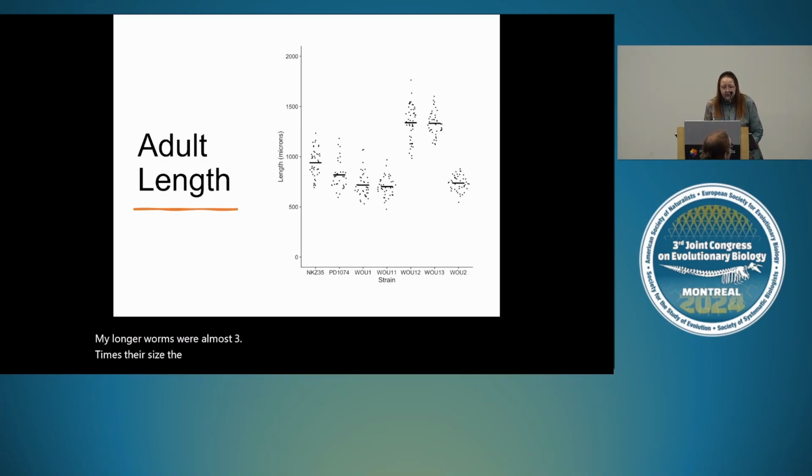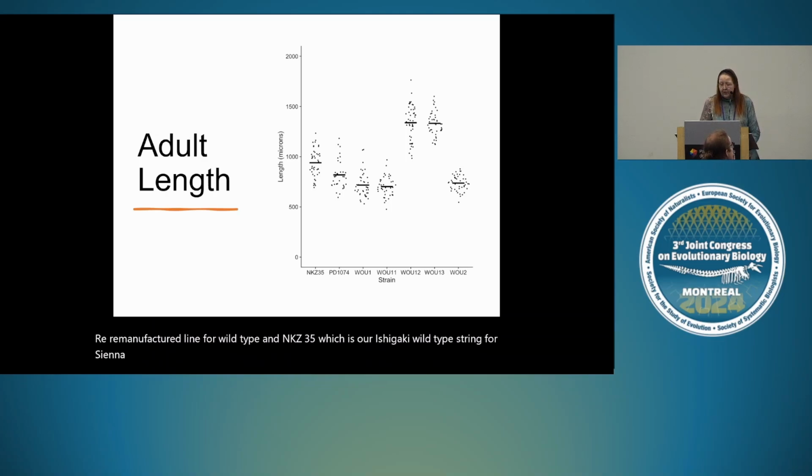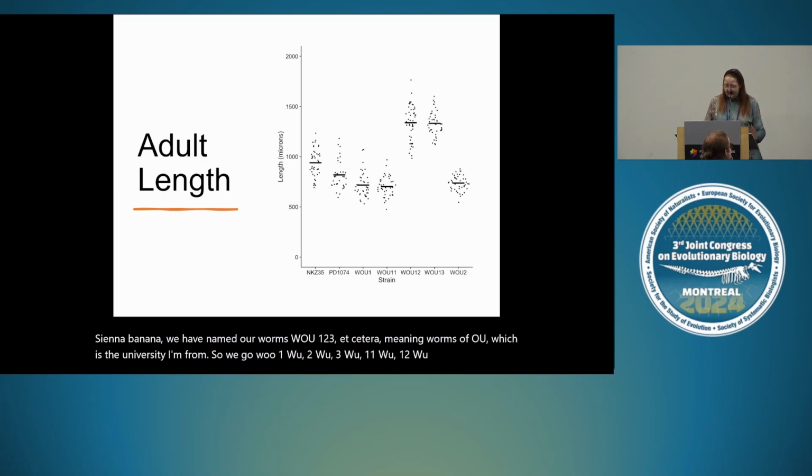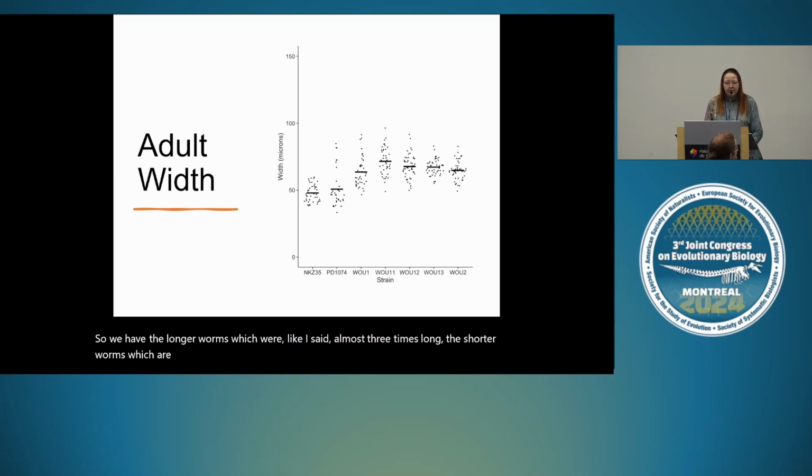The first 2 here you'll notice is the PD1074, which is the C. elegans remanufactured line for wild type, and NKZ35, which is our Ishigaki wild type strain for C. inopenata. We have named our worms WU1, 2, 3, etc., meaning worms of OU, which is the university I'm from. So we go WU1, WU2, WU3, WU11, WU12, WU13, and all that. That's how it goes. So we have the longer worms, which were, like I said, almost 3 times as long. The shorter worms, which are smaller. Then we have the wide worms.